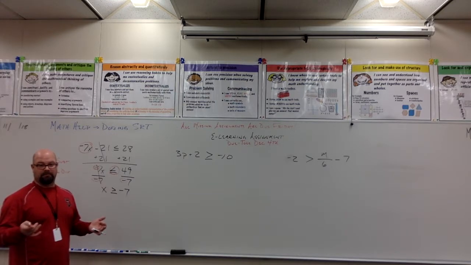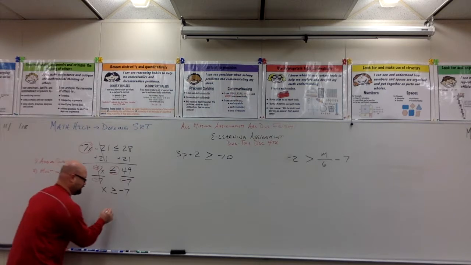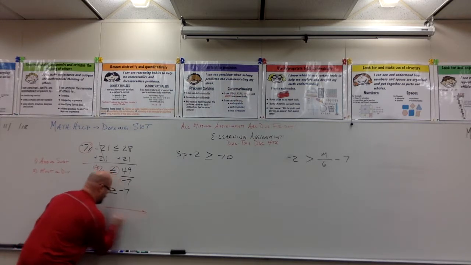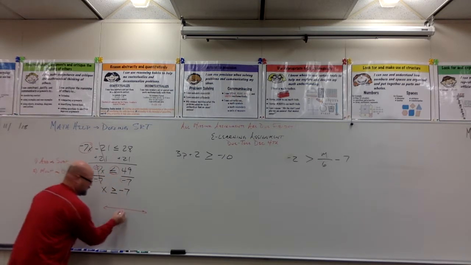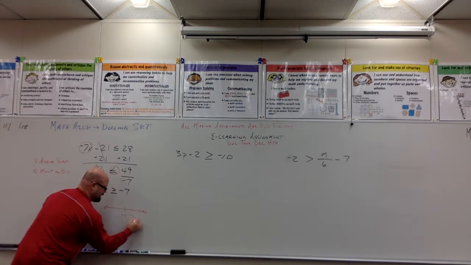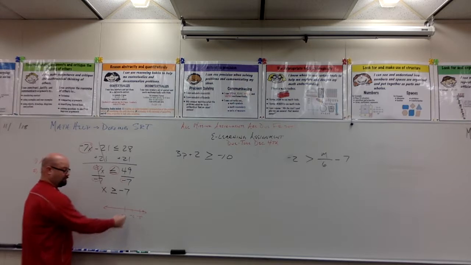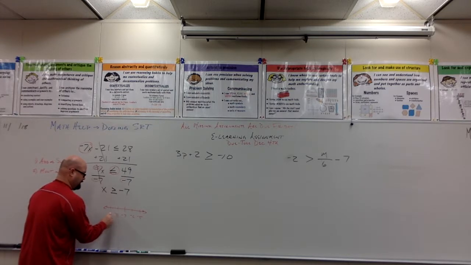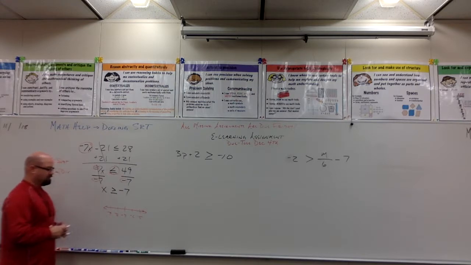Now what do we need to do? You're right, we need to graph it. Just make our number line. Negative 7 in the middle. Negative 6 and negative 5, my bigger negatives to the right. Negative 8 and negative 9, my smaller negatives to the left.